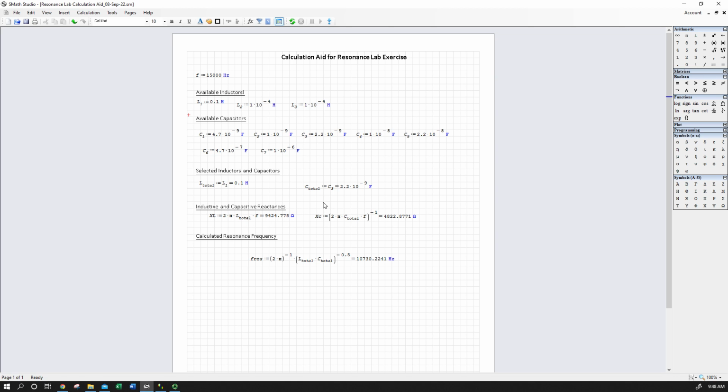Okay. So the nice thing about an SMath sheet is if I choose a different component, all I have to do is change the subscript and I'll immediately know how my resonance frequency has changed, and that's going to be of great help to me when I go and set up my Picoscope measurement parameters to do some measurements on this circuit.